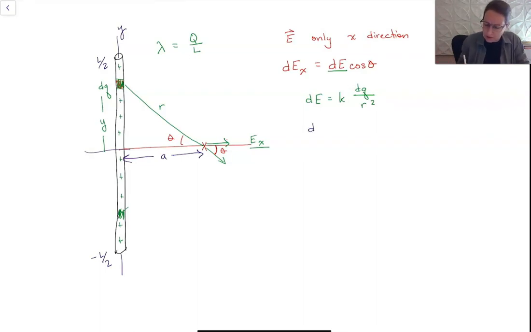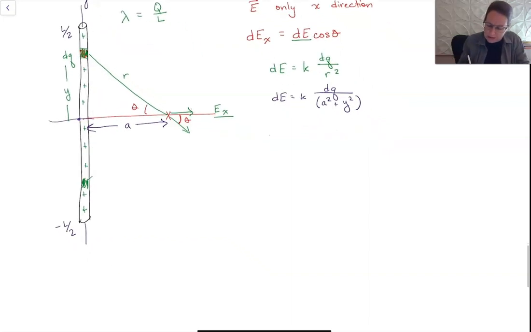So if we look at this, our dE is equal to K dQ. Our R we can write in terms of this A, which would be a constant, and y, which would change, right? y would go from, we would actually add up all the contributions as y goes from minus L over 2 to plus L over 2. So this would be A squared plus y squared, just using our Pythagorean theorem to find this distance R. So then our dE in the x direction is just going to be K dQ over A squared plus y squared times cosine of the angle.